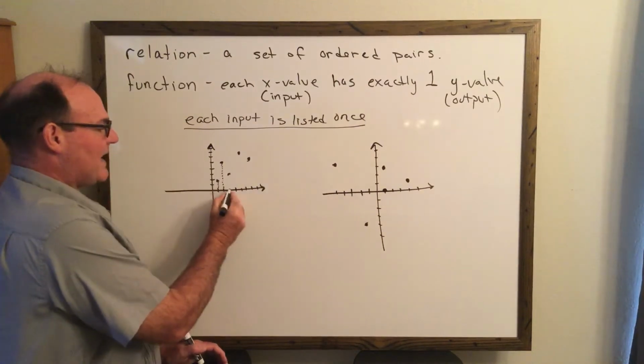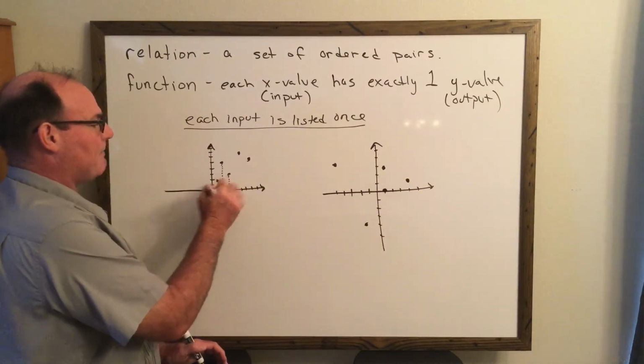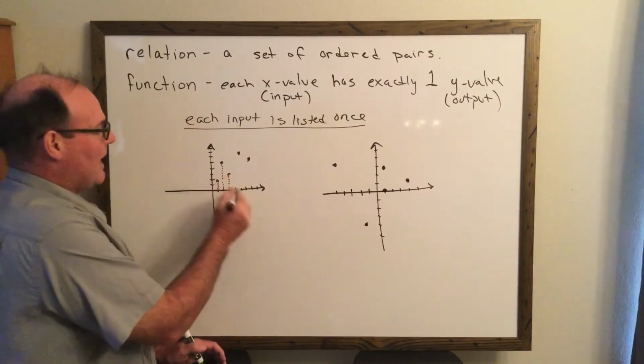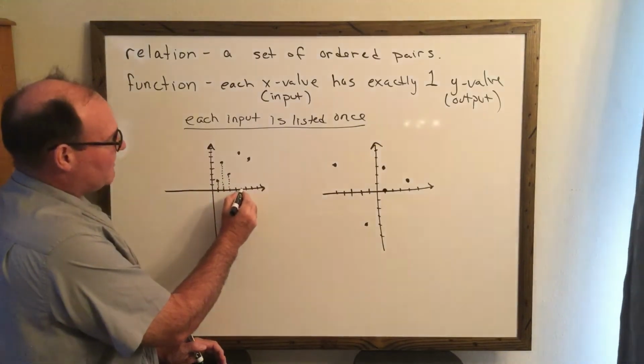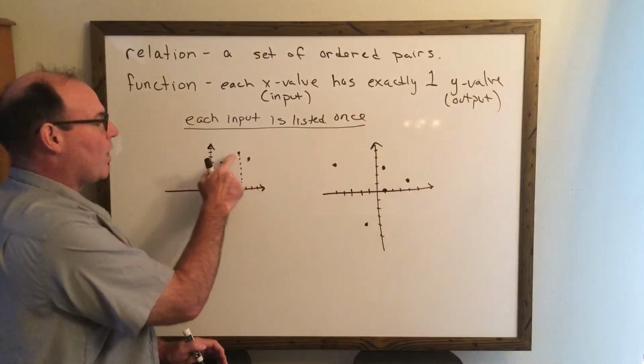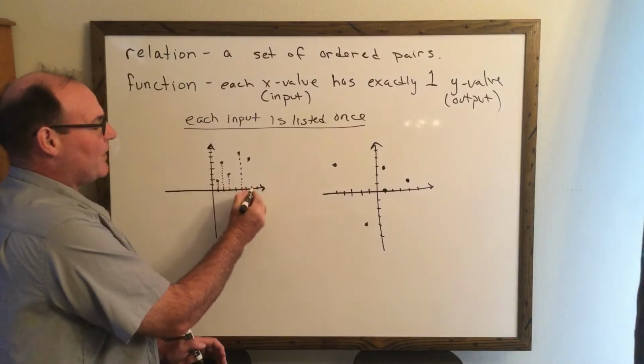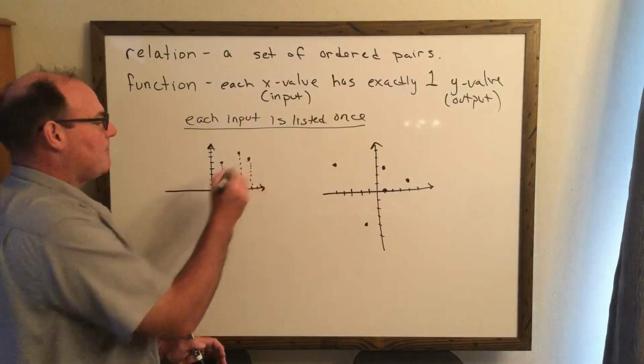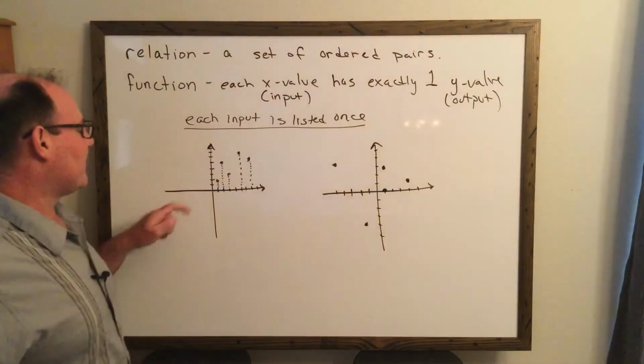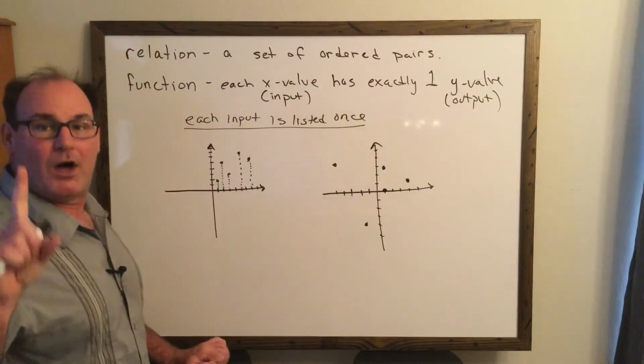I'm going to the next x value, 3. When I look up, there's only one y value. I'm going to the next x value, which is 5, and when I look up, there's one y value. And then finally, I'm going to the x value 7. When I look up, there's one y value. So for each x value, there is only one y value.